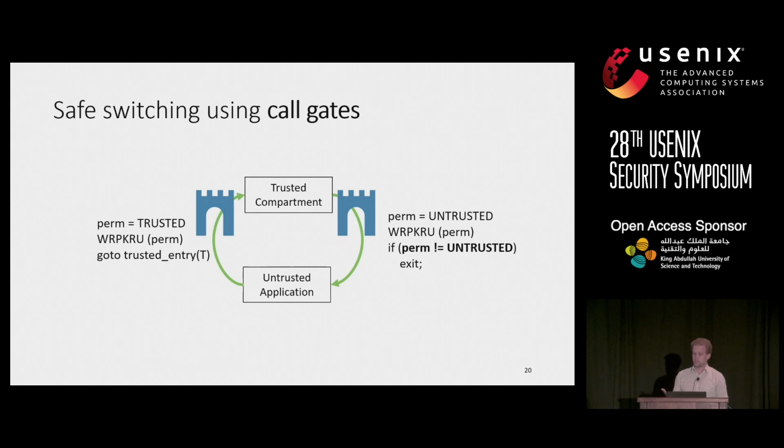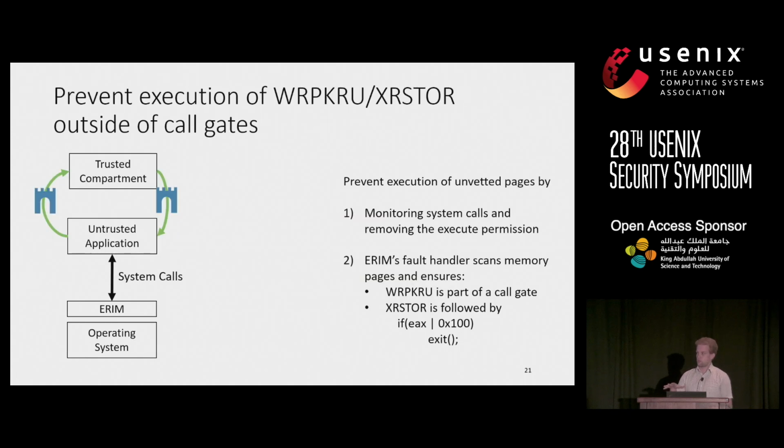So this attack requires us to add another safety check after the WRPKRU instruction. With this check, we ensure that the access permission has either been reduced to the untrusted application only or the execution stops. So now we can use WRPKRUs safely. Our goal has become to eliminate all unsafe uses of WRPKRUs and XRSTORs.